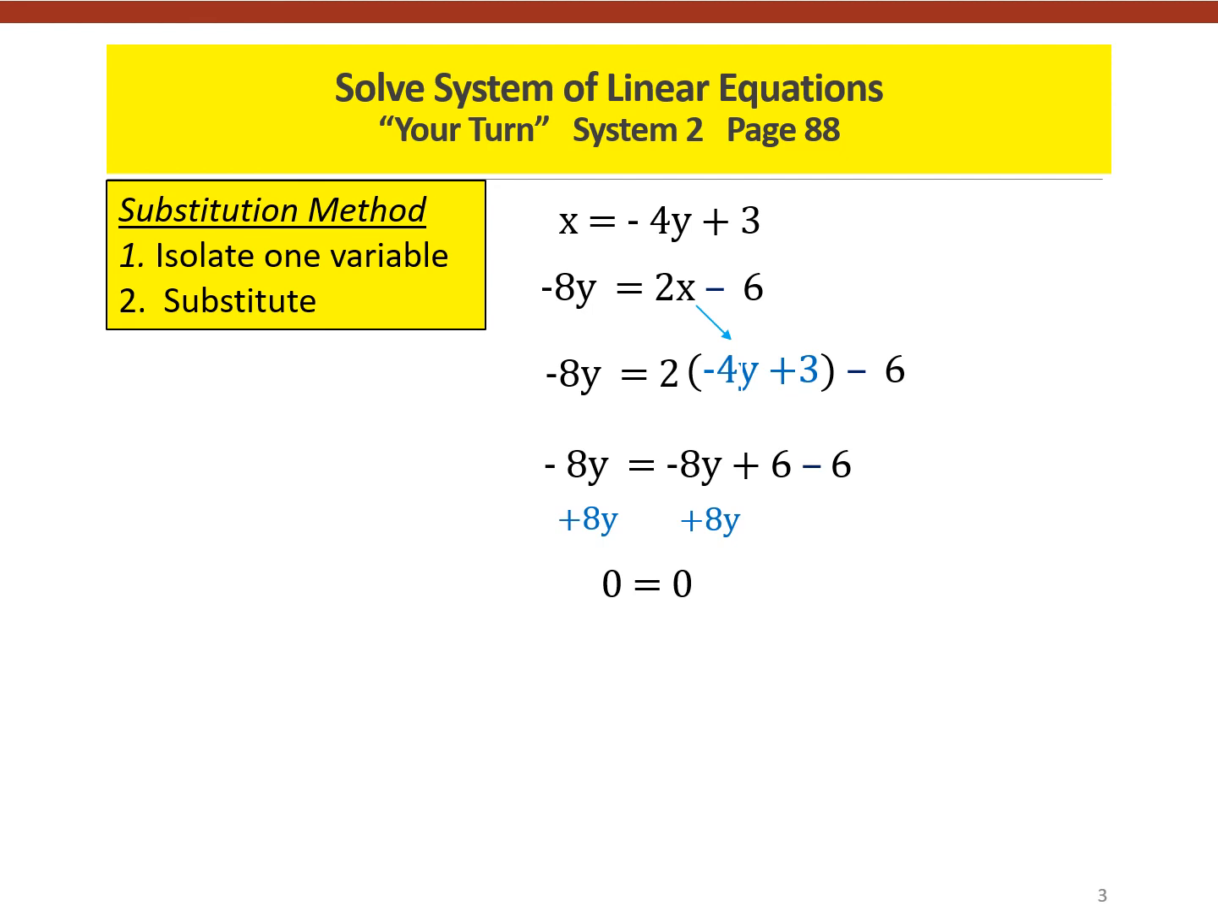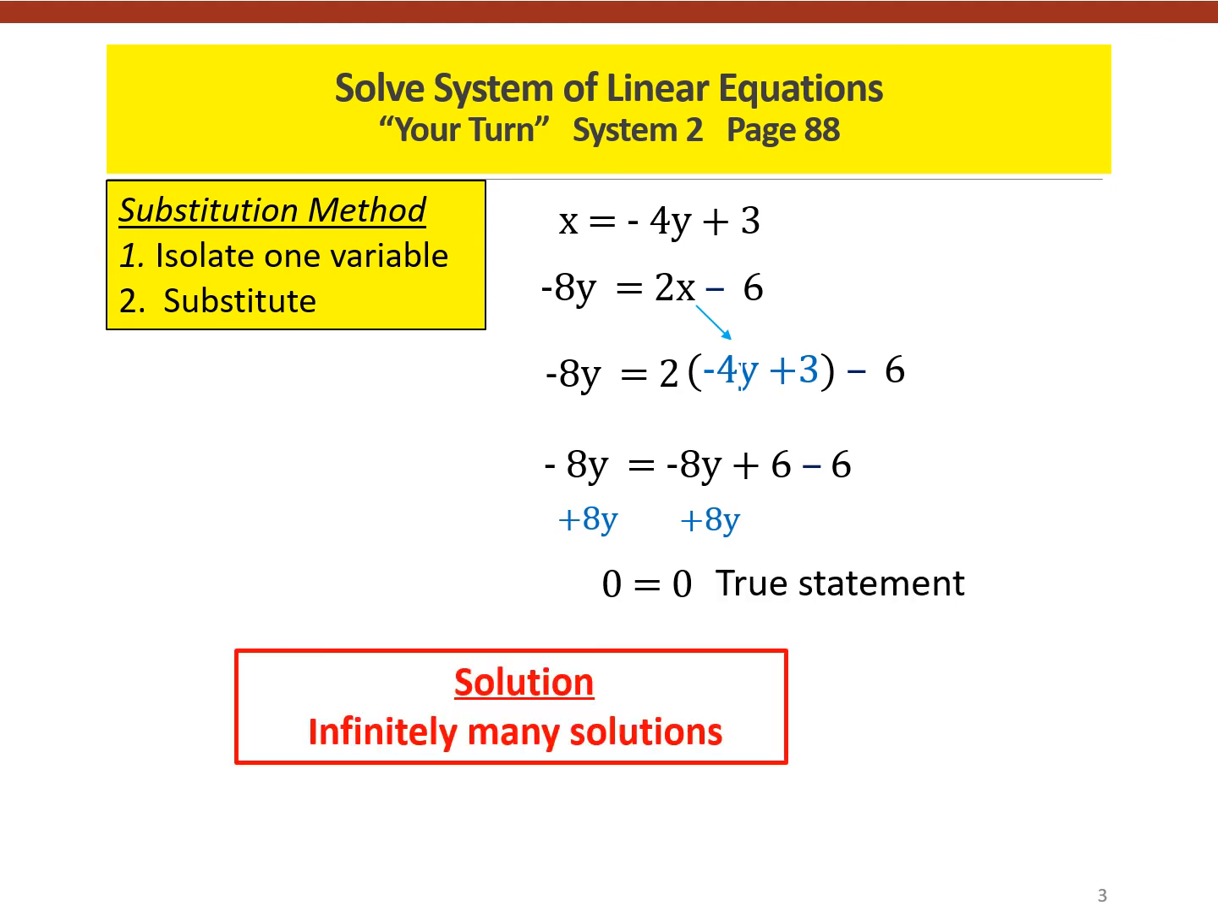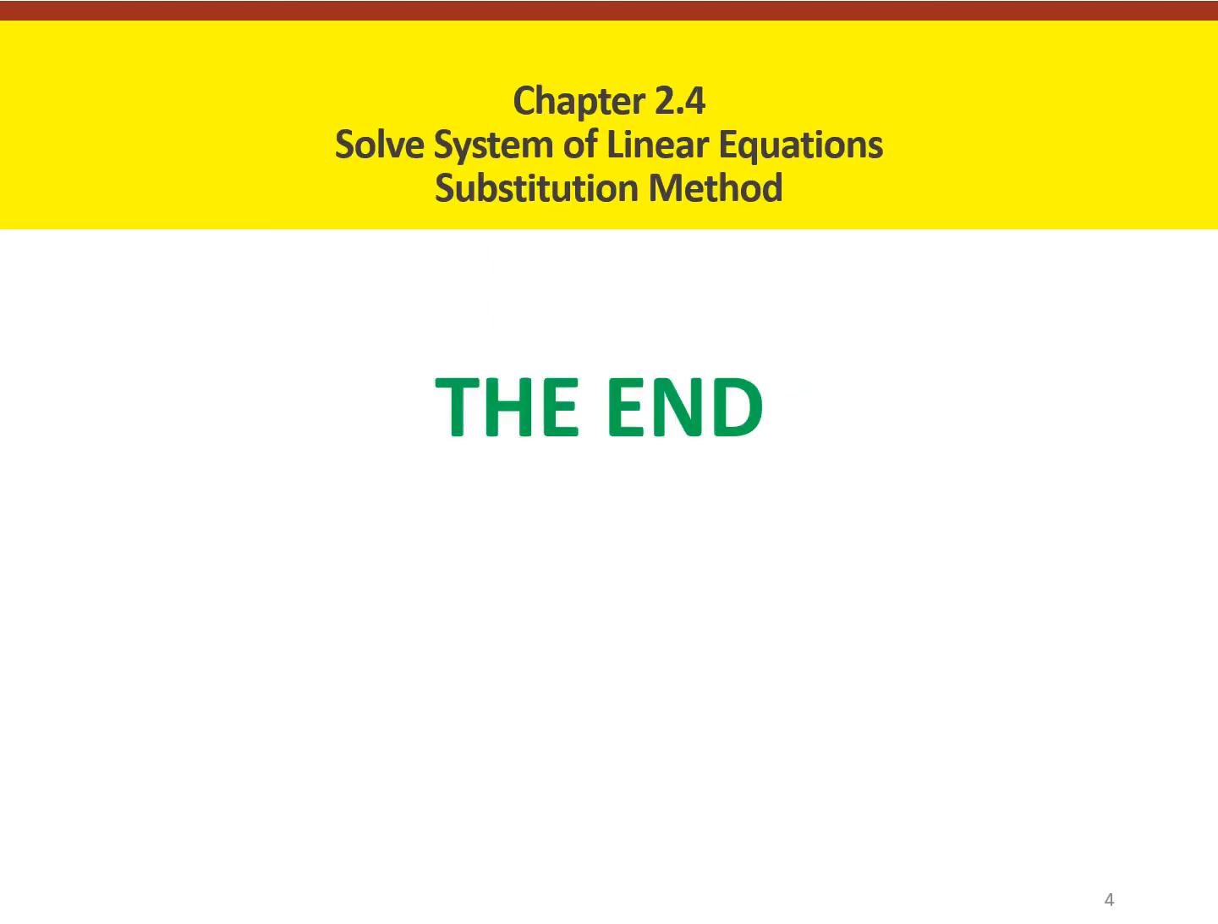Now, we didn't get an x value or a y value, so it's obviously not a point of intersection. We didn't get a false statement. We got a true statement here, 0 equals 0, and a true statement means that you're going to have many solutions, and your lines will coincide, one on top of the other. This is the end of the video.